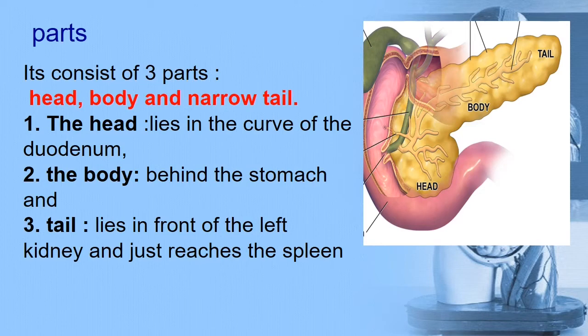Now the parts of the pancreas. There are three parts: head, body and tail. The first one is the head. It is the first portion of the pancreas and it lies in the curve of the duodenum. The second part is the middle portion, that is the body. It lies behind the stomach. The third part is the tail. It is a narrow portion and it is the end of the pancreas. It lies in front of the left kidney and just reaches the spleen. So this is all about the parts.